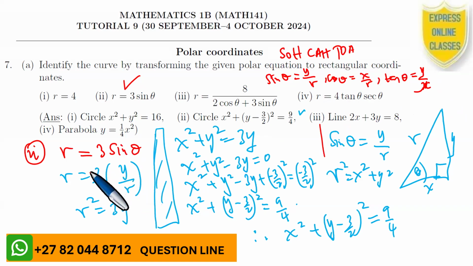And then we cross multiply at this point. r times r is what? r times r is r squared, which equals 3y. But we also use the fact that r squared is always x squared plus y squared. r squared equals x squared plus y squared.